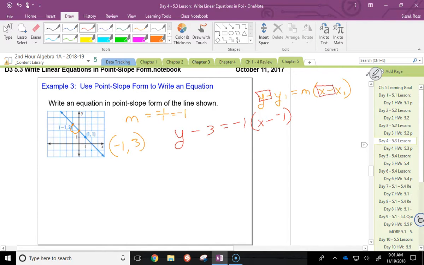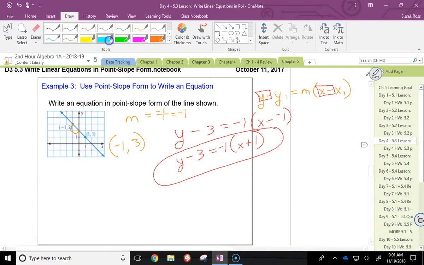Now I need to simplify. Y minus 3, I don't have to change anything there. X minus -1. Minusing a negative is positive. And then let me go ahead and think. This should be my equation, but let me think. -3, is that opposite than my +3? Oh yeah. +1, is that opposite than my -1? Oh yeah. Alright, we're going to run out of time because we took longer on our warm-up.